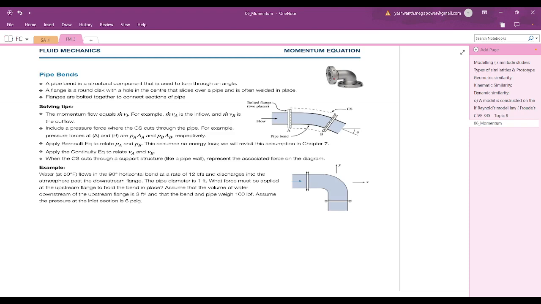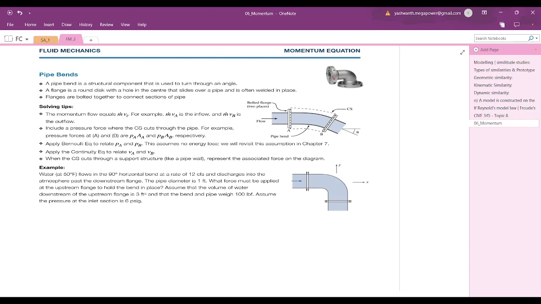Now, solving tips: you see, the momentum flow equals m dot V. For example, m dot Va is the inflow and m dot Vb is the outflow, as I already discussed, at the entry and exit of a pipe bend, right? Therefore, at the entry we write m dot Va and at the exit we write m dot Vb, and in the direction of x and y also we write this m dot Va and m dot Vb. Now, the next solving tip is to include a pressure force where the control surface cuts through the pipe.